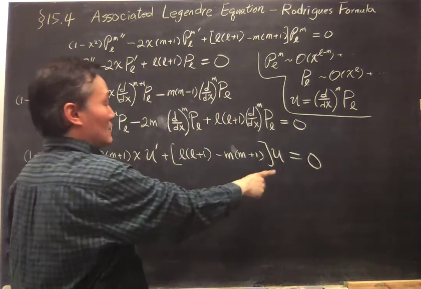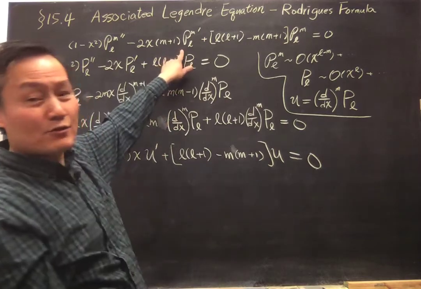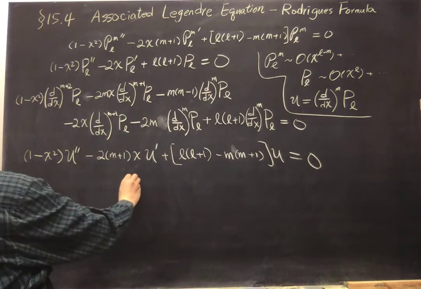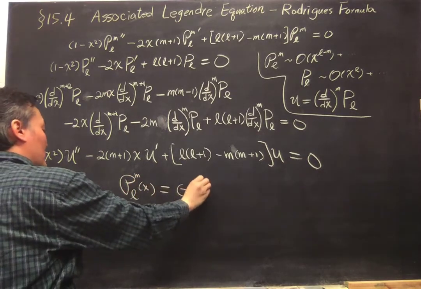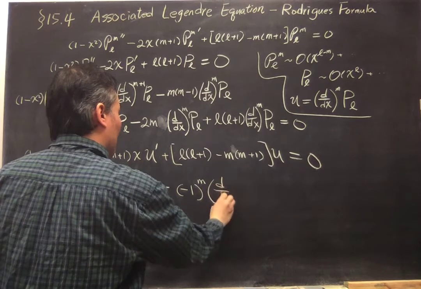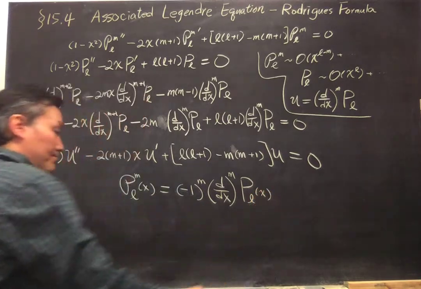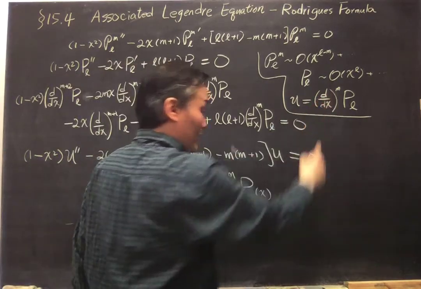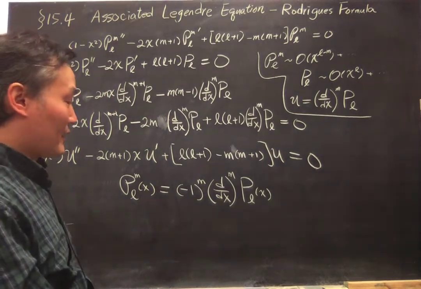So it means that u satisfies this equation, which means that this script P_l^m is proportional to this one. By convention, we define script P_l^m(x) by multiplying by (minus 1) to the m power, this is just by convention, times the derivative d/dx to the m power of this Legendre polynomial. And this derivation applies for positive m, of course, because we're taking m derivatives. But later on, we'll generalize that to negative m.